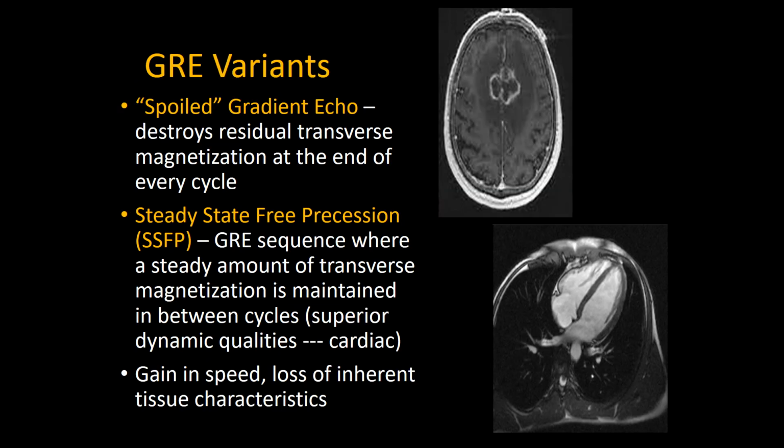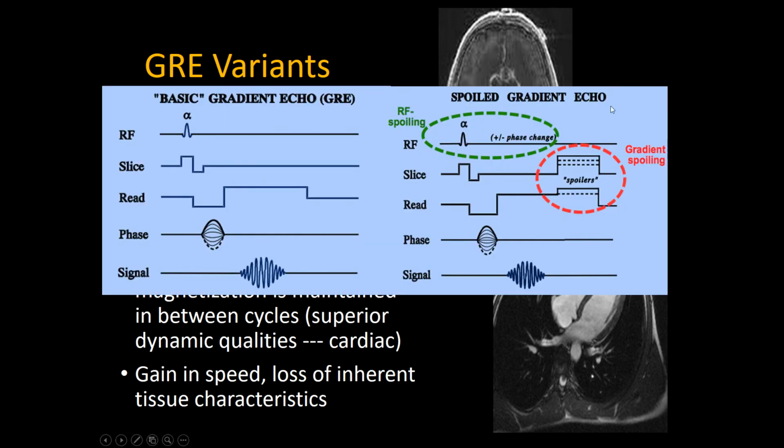There are a couple GRE variants which deserve special consideration. One is called the spoiled gradient echo. What is a spoiled gradient echo variant? It's where at the end of every cycle you put in a spoiler gradient that destroys all the residual transverse magnetization left. Those are easy to find because at the end of the pulse sequence there's going to be a spoiler gradient on. So after you've listened to this echo, at the end there's a spoiler gradient, and that's done just so you can functionally repeat the whole process faster.